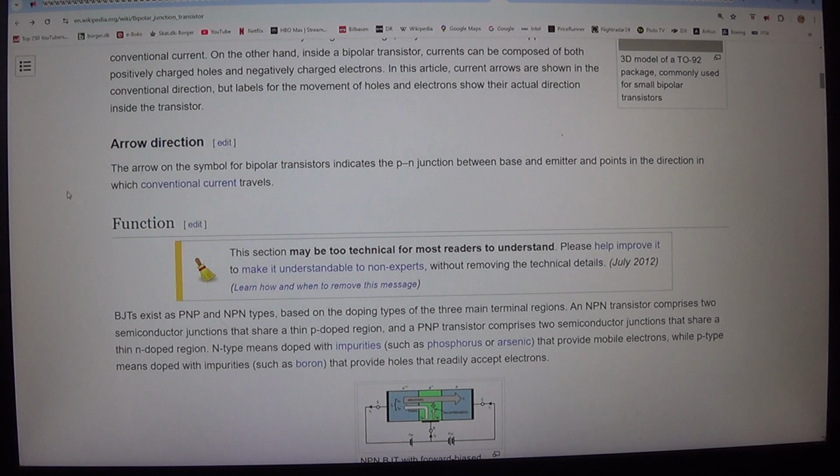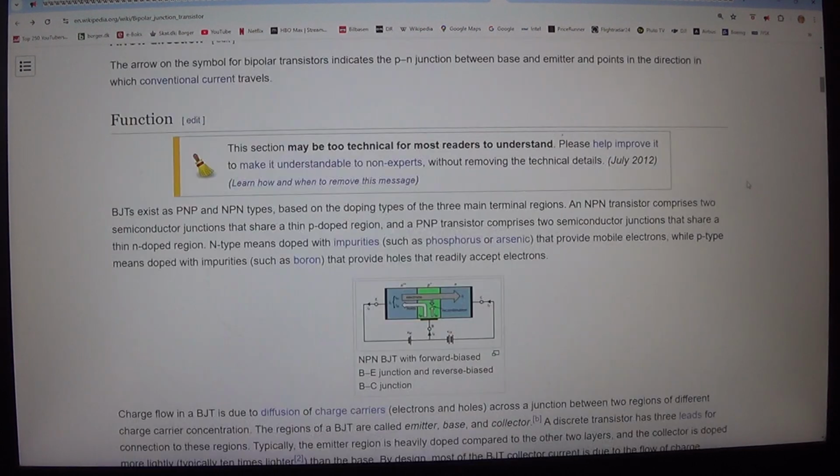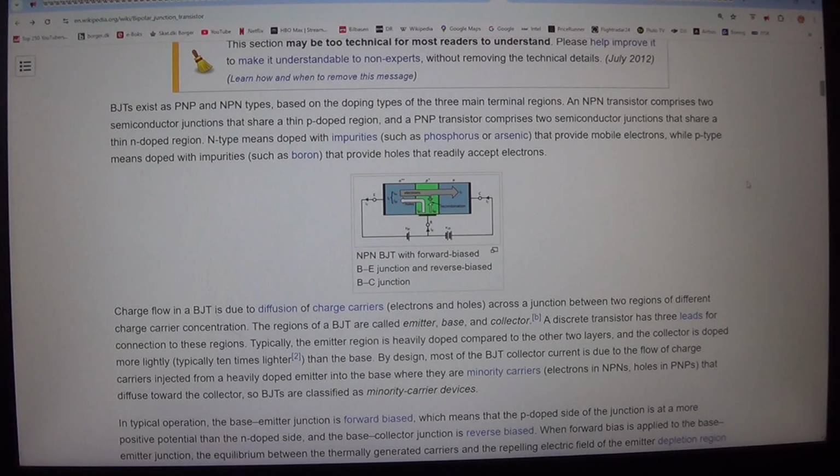Function. This section may be too technical for most readers to understand. Please help improve it to make it understandable to non-experts, without removing the technical details. July 2012. Learn how and when to remove this message.